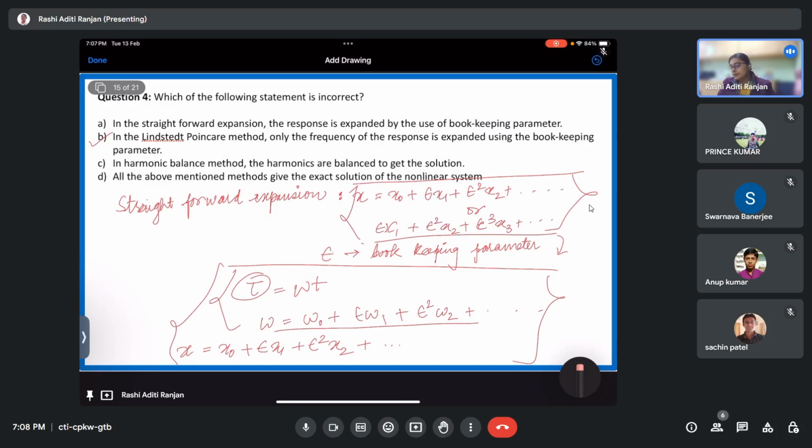Now the fourth statement says that all the above mentioned methods give the exact solution of the nonlinear system. So what do you think, is it right or wrong? Anyone? Okay, so this is a wrong statement.